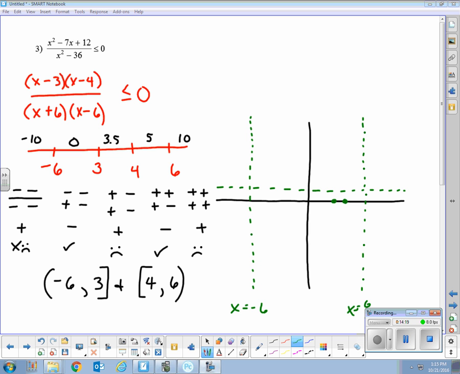I have a y-intercept at 12 over -36, which is -1/3. And here's my graph. If I use my sign chart, it will help me. On the interval from -infinity to -6, my graph is positive. That's a branch up here. Between -6 and 3, my graph is negative. So from -6 to the number 3, my graph is negative.